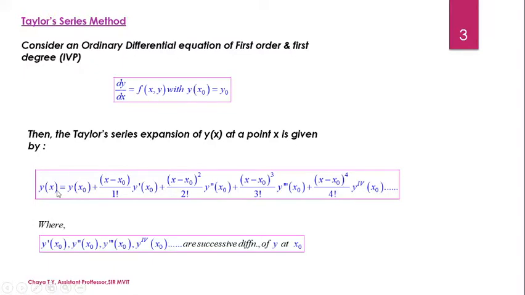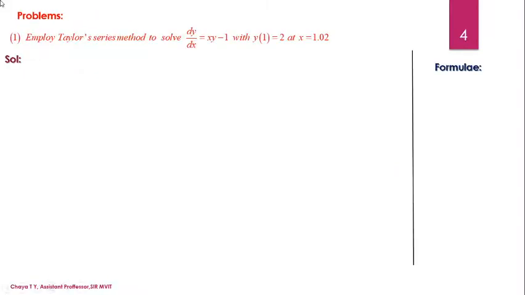So now let us consider the problems on Taylor series. The problems are of this kind. Employ Taylor series method to solve dy by dx is equal to xy minus 1 with y of 1 is equal to 2, at x is equal to 1.02. Now what are we going to do first? First, consider the given expression. They have mentioned dy by dx as xy minus 1. I can also write it as y dash. Then what is y naught for the given problem? y naught is 2 and x naught is 1. We have to find the value of y at x is equal to 1.02.